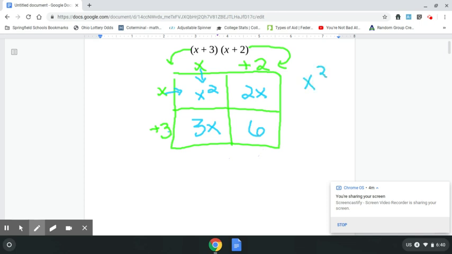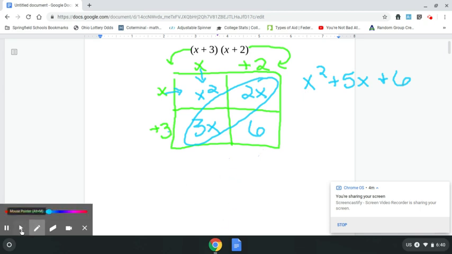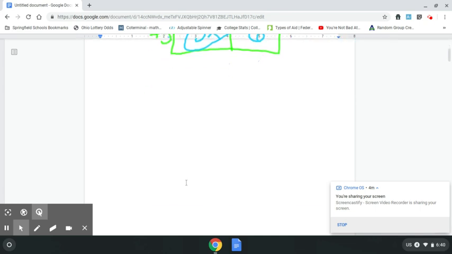X squared. I can see that 2x and 3x are like terms, so I combine those into 5x. And then 6 does not have a like term, so my final answer is x squared plus 5x plus 6. So as you can see, we got the exact same answer either way you do it. It doesn't matter if you FOIL, and it doesn't matter if you use the box method.